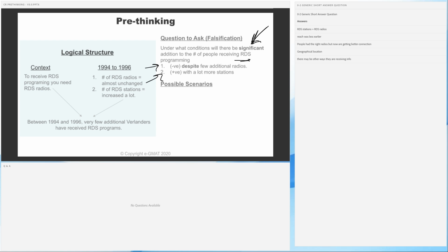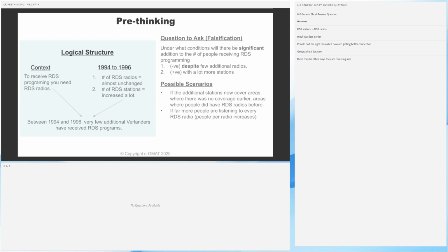Okay. So the two scenarios are: if we put these towers in areas where people had the right kind of radio, so that now they get coverage, those people who didn't have coverage in '94 now get coverage. Or if we increase the number of people per radio, if we start putting them in Starbucks. Can you guys see that in both these scenarios, my conclusion breaks down? Correct? These are my conclusion breakdown scenarios.